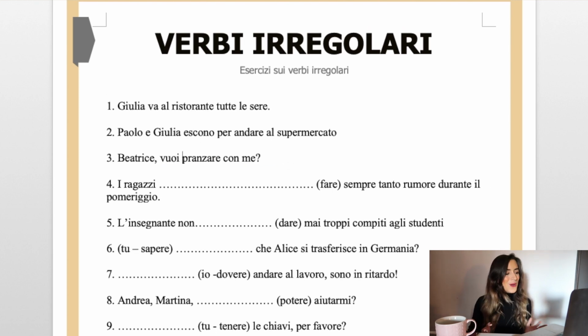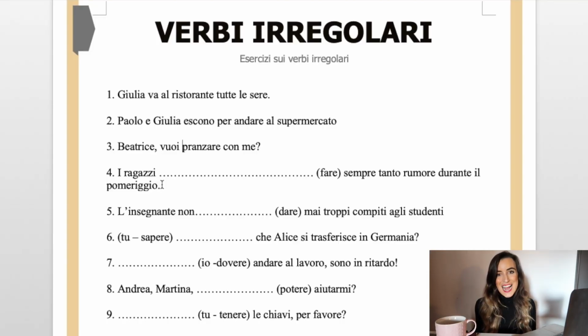Alright, perfect. Now number 4, here let's have a look at the subject. As always, here the subject is I ragazzi, the guys or guys in general, and the verb is fare, to do, to make. So let's have a look. I ragazzi fare sempre tanto rumore durante il pomeriggio. So let's have a look at the conjugation of the verb fare. Io faccio, tu fai, lui, lei fa, noi facciamo, voi fate, loro fanno.